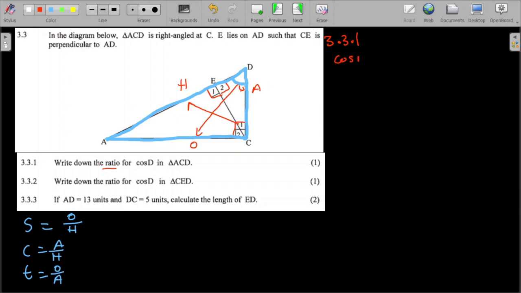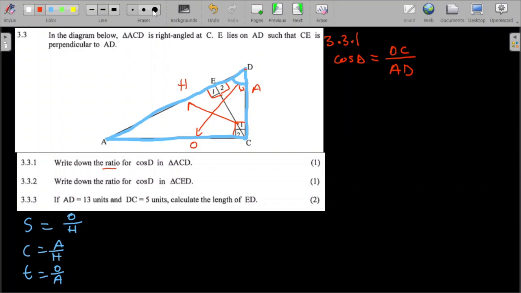So cos of D is going to be, remember, because it's adjacent, my adjacent side here is DC all over the hypotenuse side. The hypotenuse side here is AD. So this is going to be the ratio of cos D. Now, going to the ratio of cos D in another triangle.